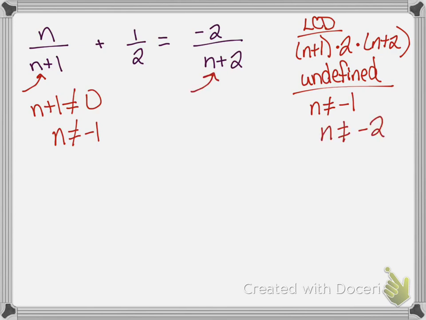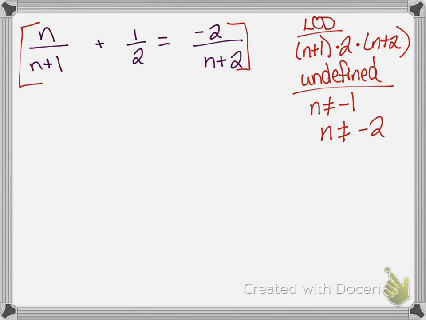Excellent. Okay, so now what I'm going to do is multiply everything times my LCD. So I have n plus 1, n plus 2, and then I have another 2 in there. I'm sorry, that's hard to read. I write too big. I know I write too big. I cannot write smaller, even when I tell myself to write smaller.